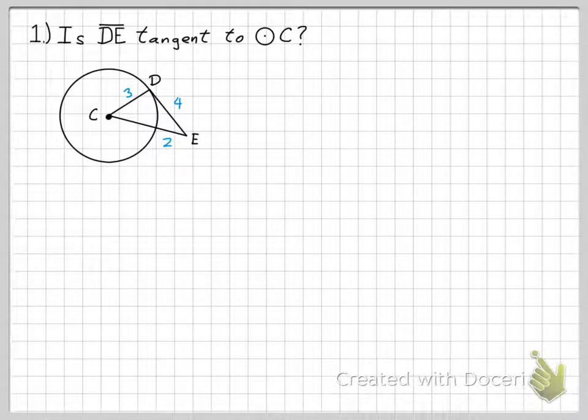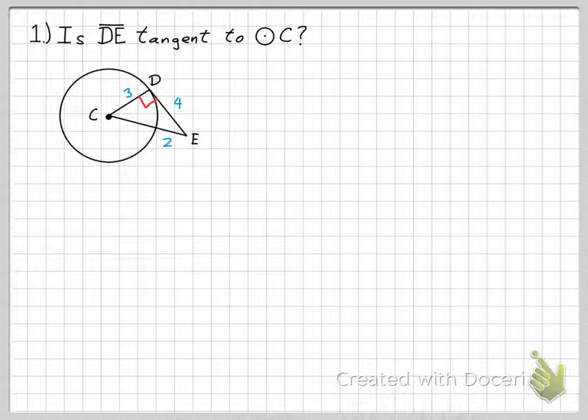So what kind of problems could you possibly get based on this theorem? Well, here's one. Is line segment DE tangent to circle C? That's the question. Remember, a line is tangent to a circle if and only if the line is perpendicular to the radius of the circle at the endpoint. In other words, only if this is a right angle.